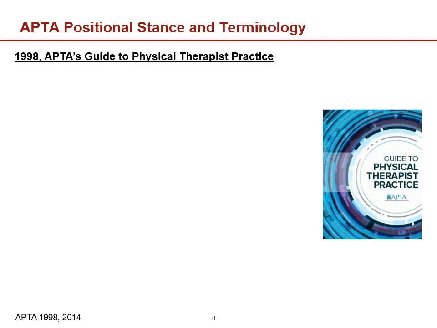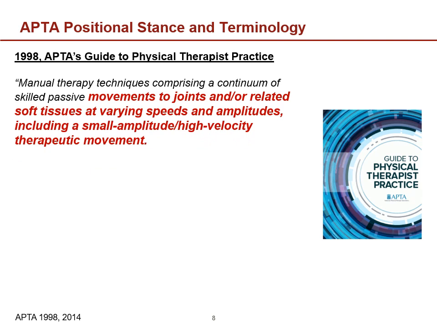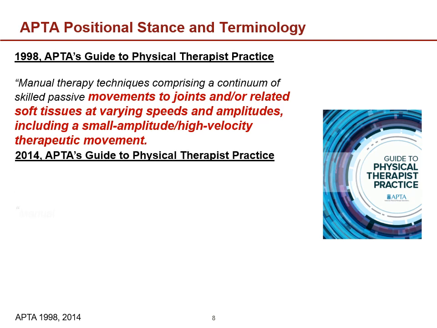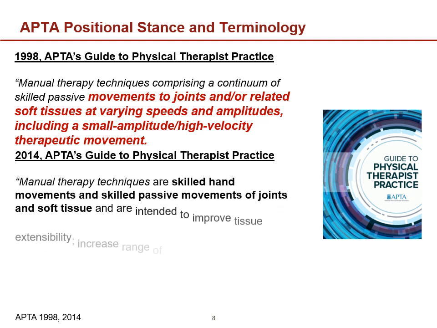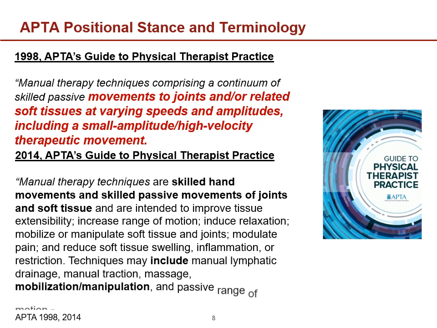In 1998, the APTA Guide to Physical Therapist Practice commented that this is a skilled passive movement to joint and/or related soft tissues at varying speeds and amplitudes, including HVLATs. And then it was updated in 2014, saying that it was a skilled hands-on movement and skilled passive movements of joints and soft tissues intended to improve things like range of motion, joint relaxation, and help modulate pain. And those manual techniques included things such as traction, massage, and then mobilization and manipulation.